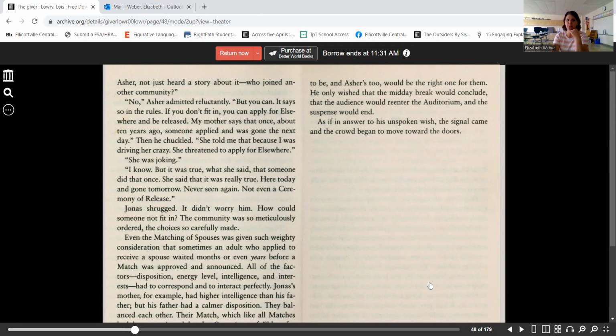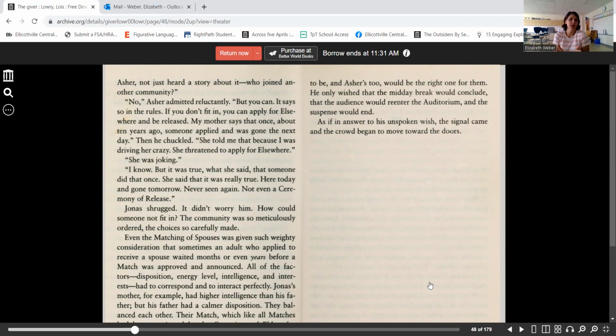"But you can. It says so in the rules. If you don't fit in, you can apply for elsewhere and be released. My mother says that once, about 10 years ago, someone applied and was gone the next day." Then he chuckled. "She told me that because I was driving her crazy. She threatened to apply for elsewhere. She was joking, I know, but it was true, what she said, that someone did that once. She said that it was really true. Here today and gone tomorrow, never seen again, not even a ceremony of release."